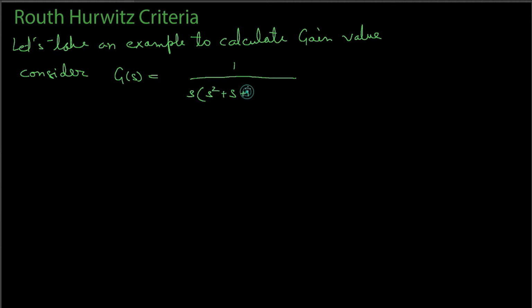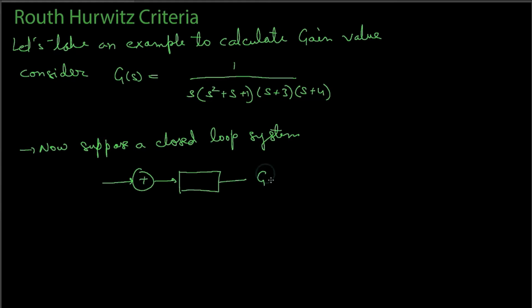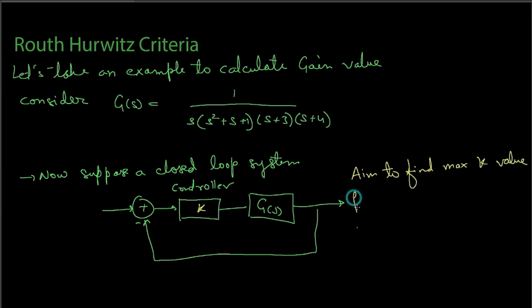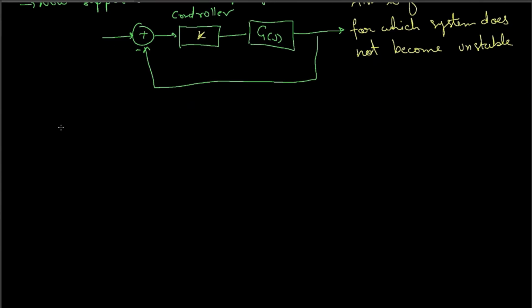Consider a transfer function G(s). Now suppose that this G(s) is a part of a closed loop system in which there is a controller whose gain value is K. Now remember, since K is the gain value of the controller, it has to be greater than 0. That is, it is a non-negative number. For the closed loop system, we will get the transfer function as G(s) upon 1 plus G(s).